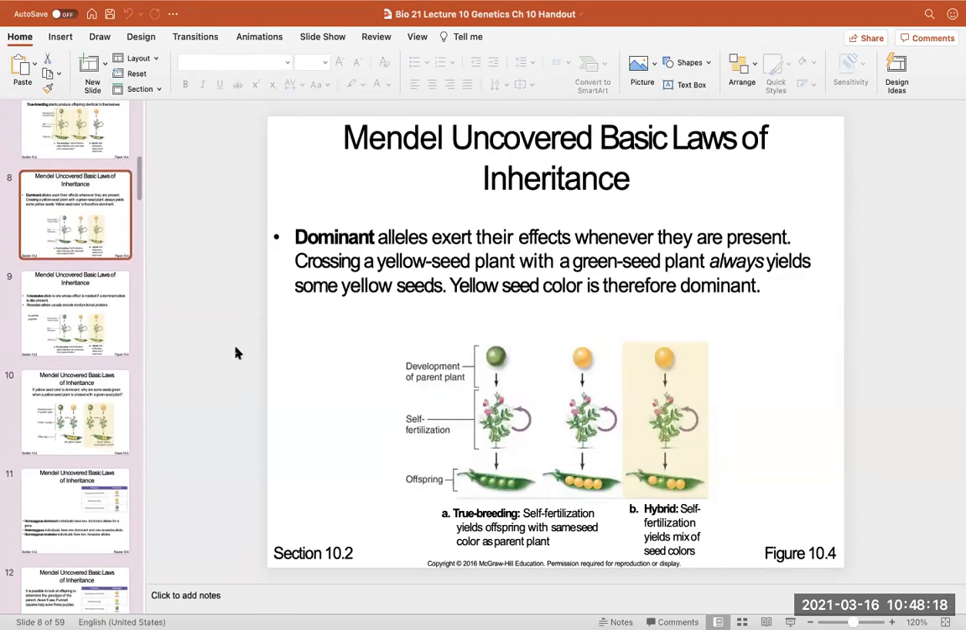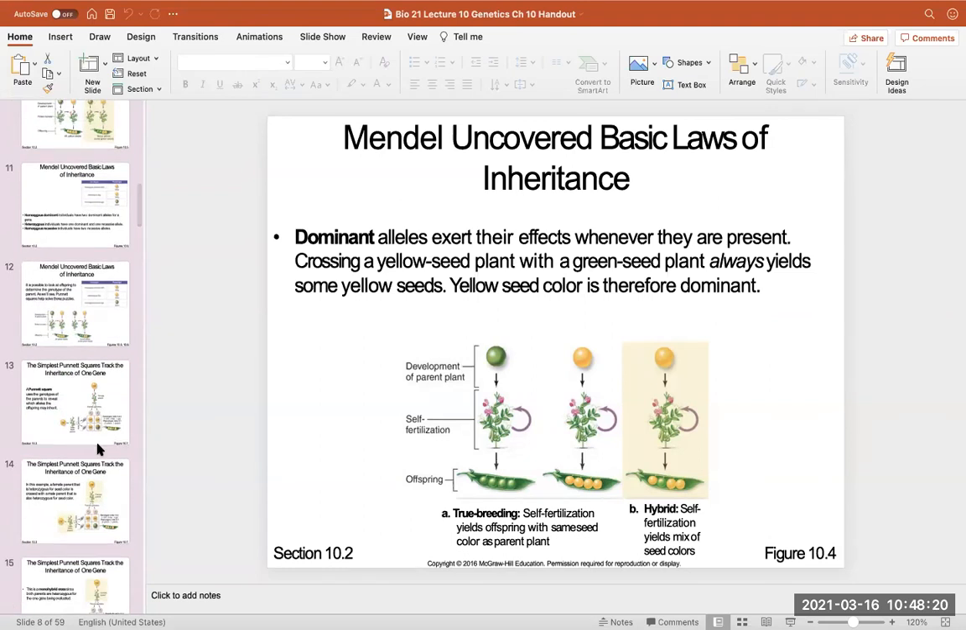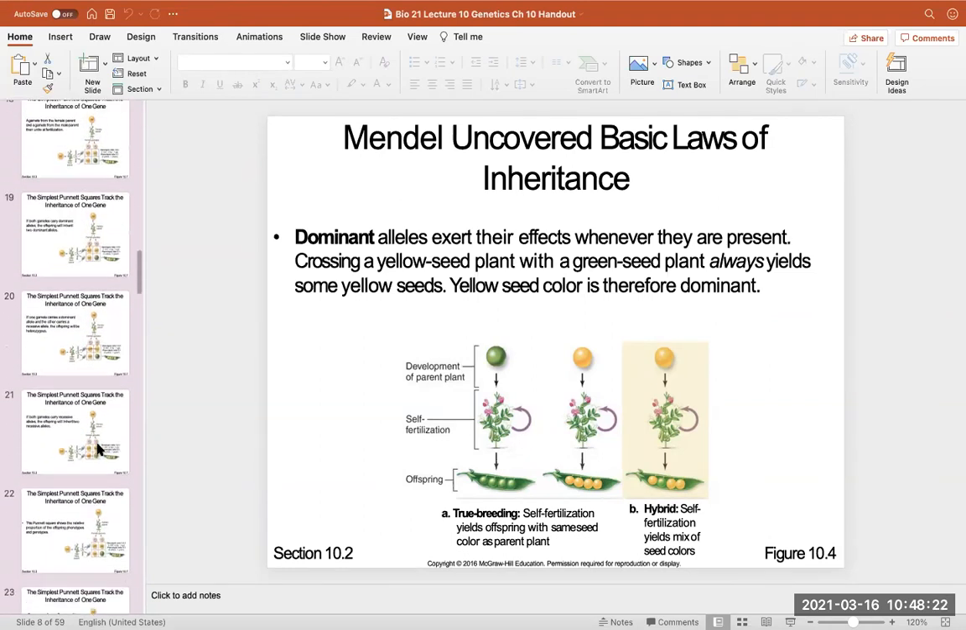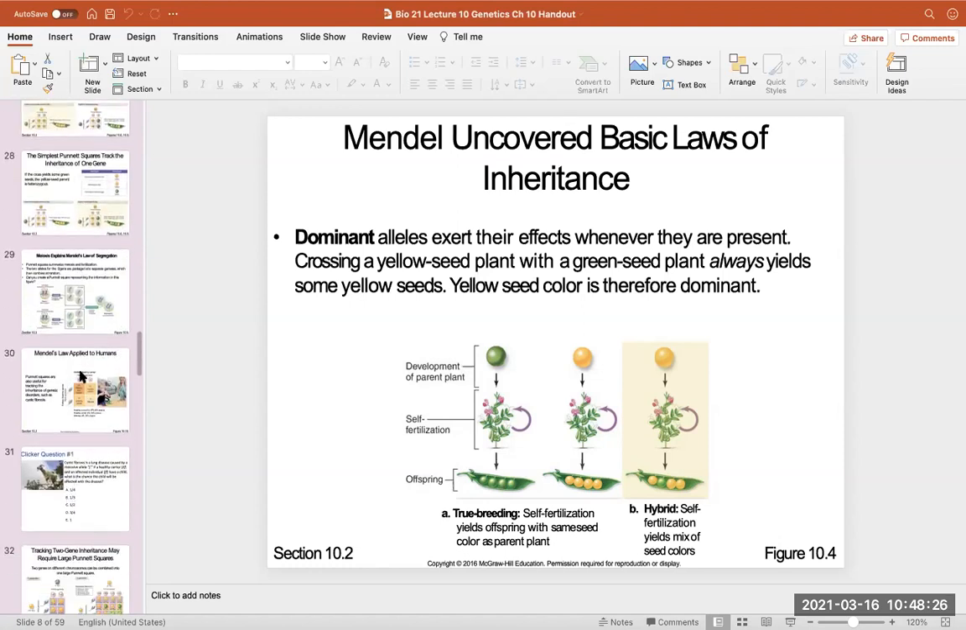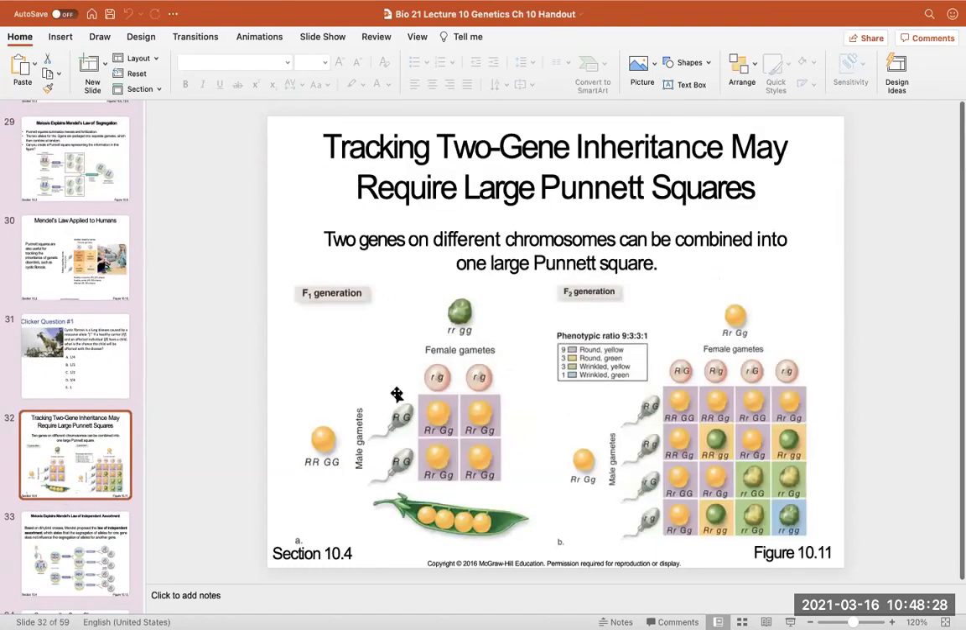We talked about dominant alleles or recessive alleles. And then this is where we stopped. So we stopped right here. Last time I said that the maximum in this class will go up to is 2 genes. So monohybrid cross, mono means 1. You're looking at 1 gene and it's going to have 4 squares.